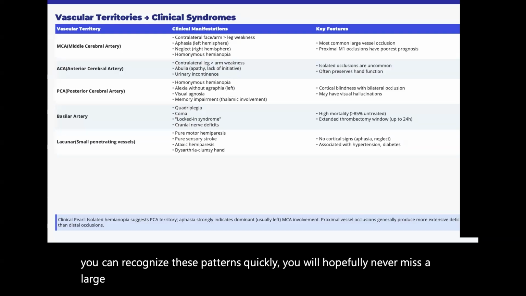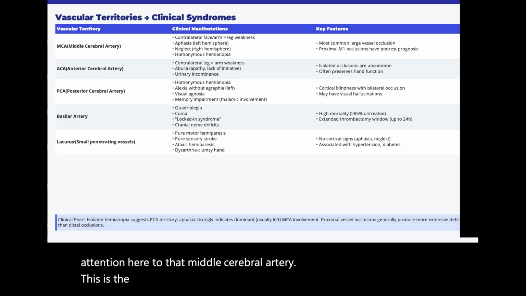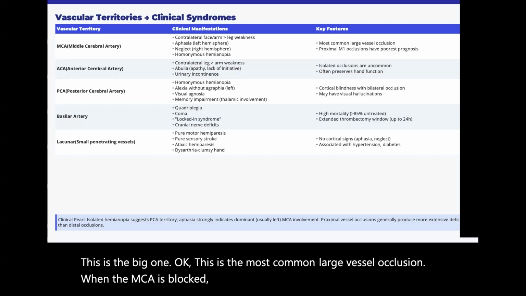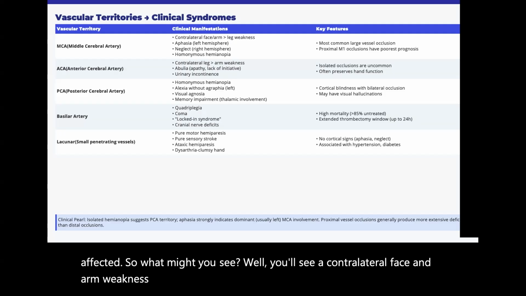So let's go territory by territory through this. Pay attention here to the middle cerebral artery. This is the big one, okay? This is the most common large vessel occlusion. When the MCA is blocked, the cortex controlling the face and arm is most affected. So what might you see? Well, you'll see a contralateral face and arm weakness more than leg weakness. You will see aphasia if it's the dominant hemisphere, meaning left dominant.